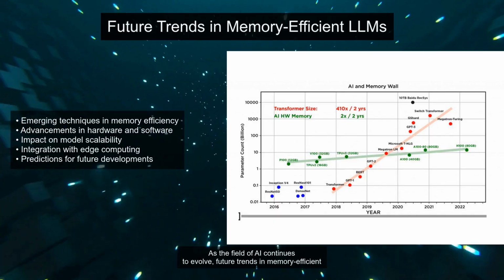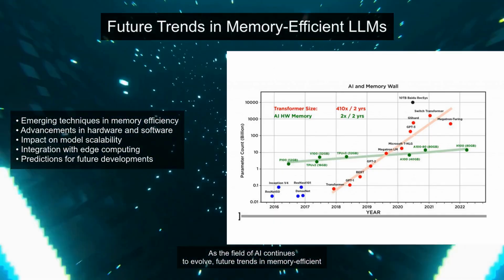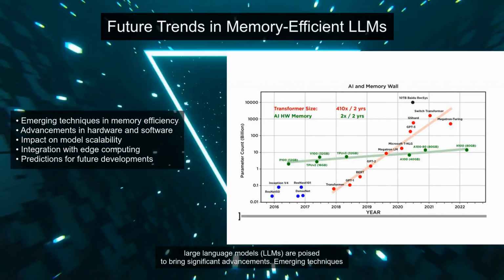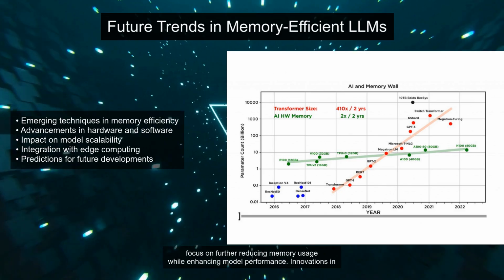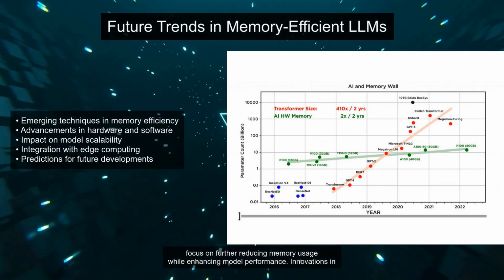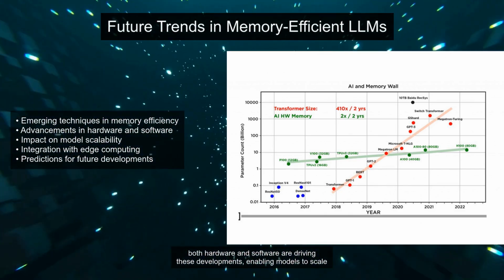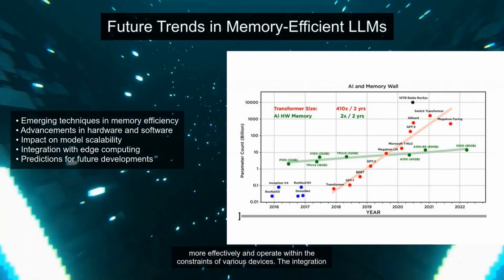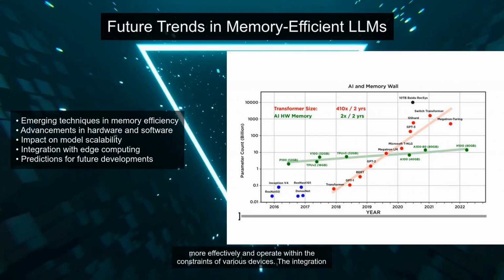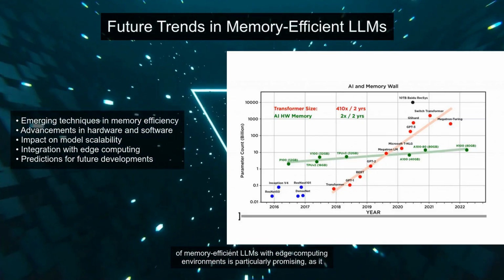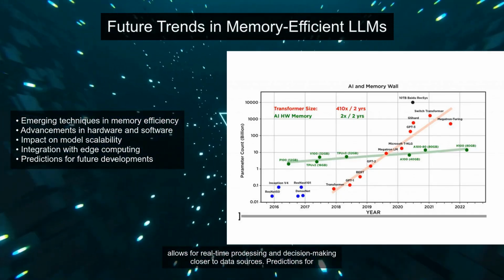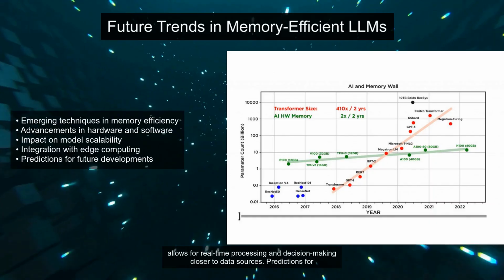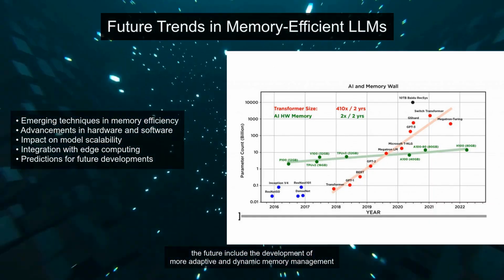As the field of AI continues to evolve, future trends in memory-efficient large language models, LLMs, are poised to bring significant advancements. Emerging techniques focus on further reducing memory usage while enhancing model performance. Innovations in both hardware and software are driving these developments, enabling models to scale more effectively and operate within the constraints of various devices. The integration of memory-efficient LLMs with edge computing environments is particularly promising, as it allows for real-time processing and decision-making closer to data sources.